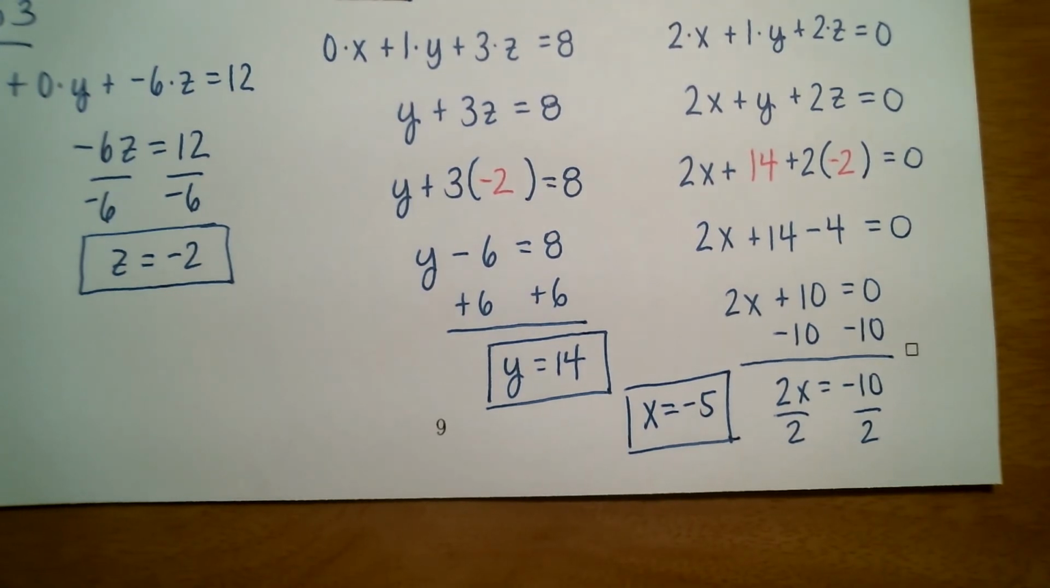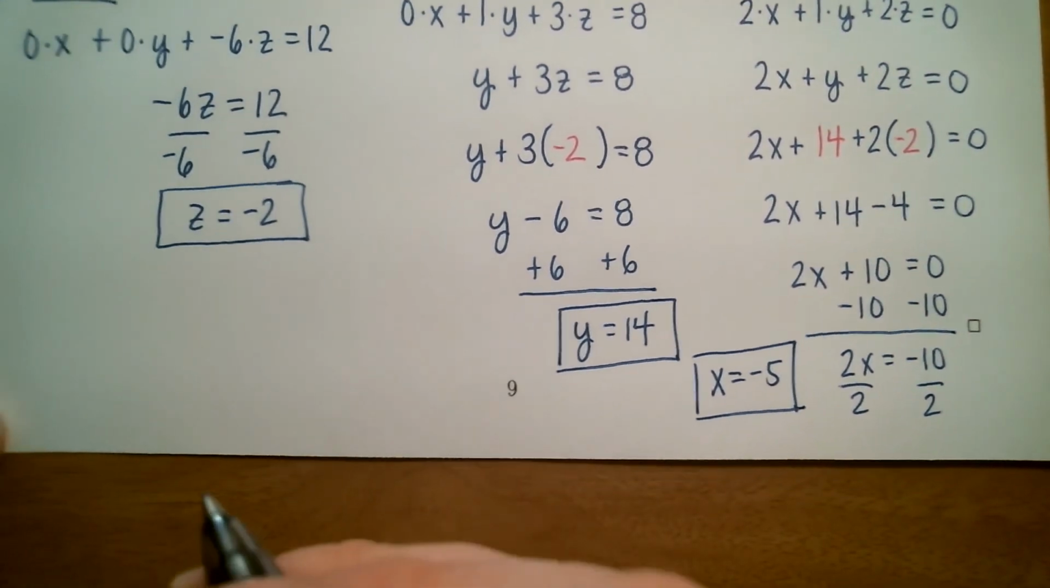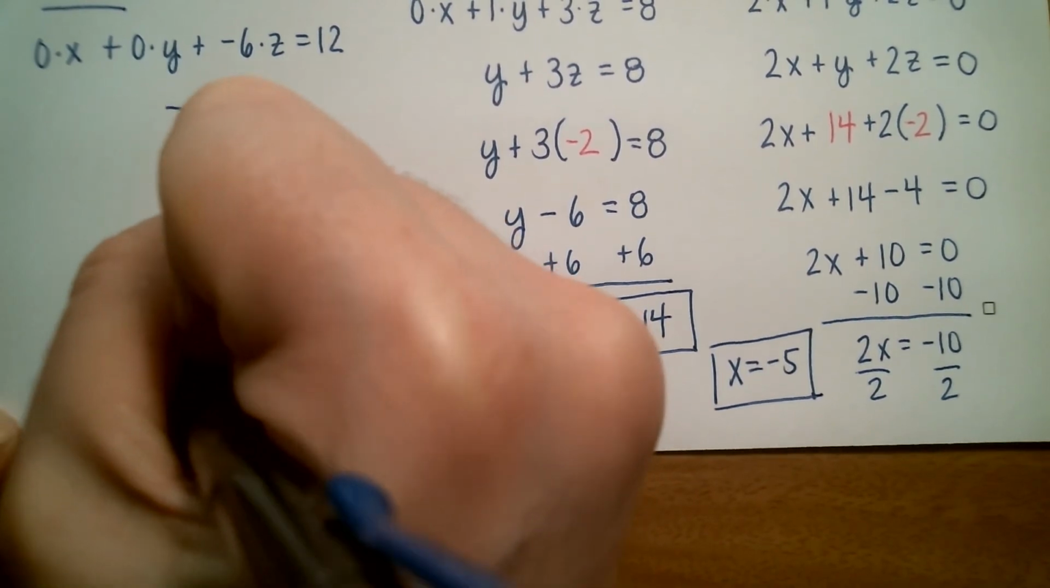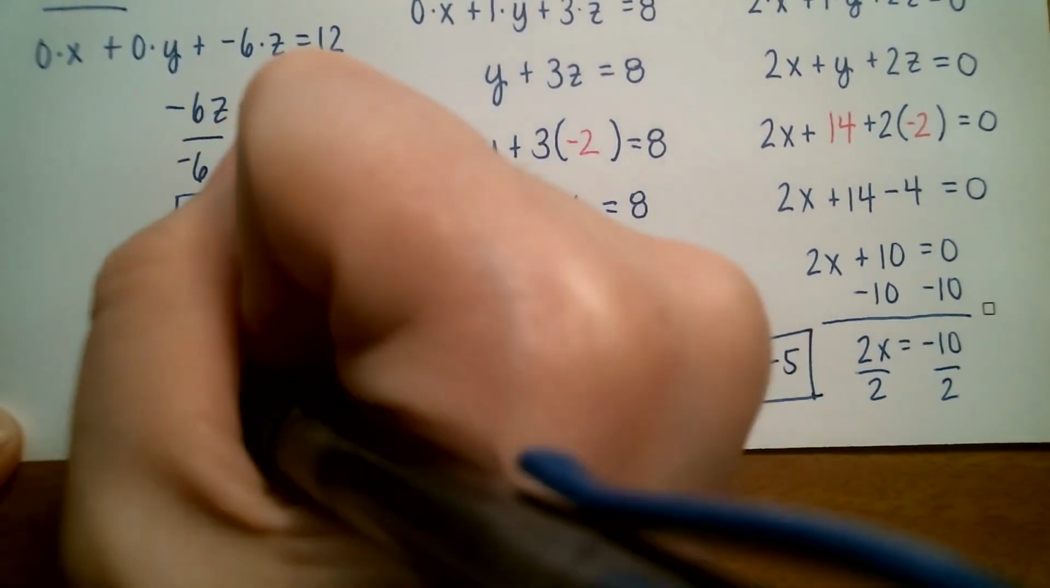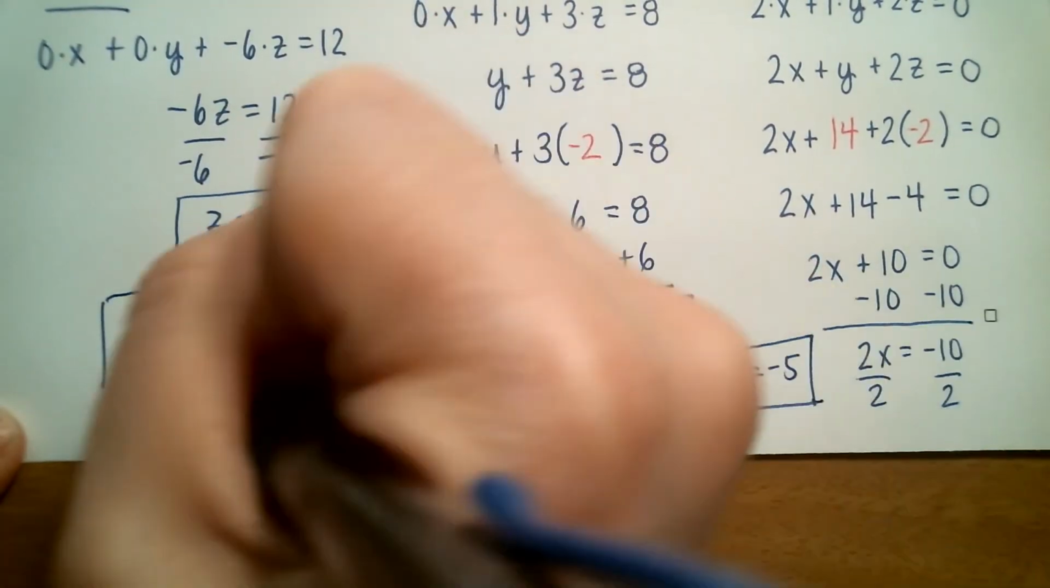x has to be -5, y has to be 14, z has to be -2. So you can write the answer this way. You can write it as an ordered triple. Remember, x has to go first, then y, then z. So that's another way you can write the solution.